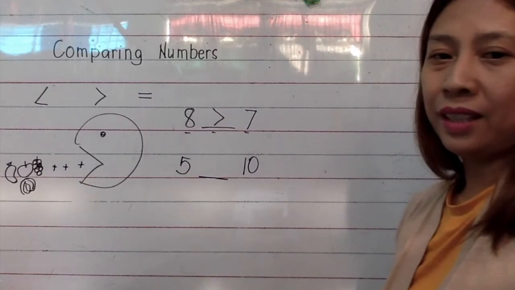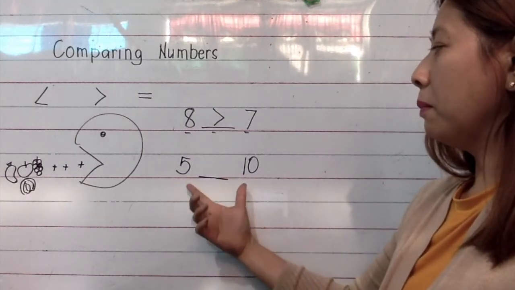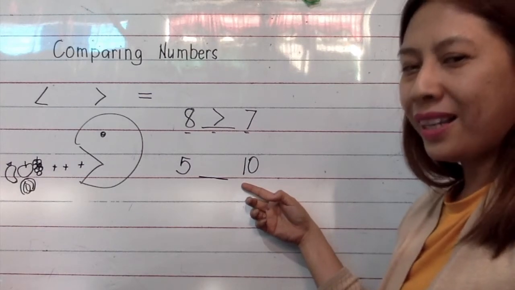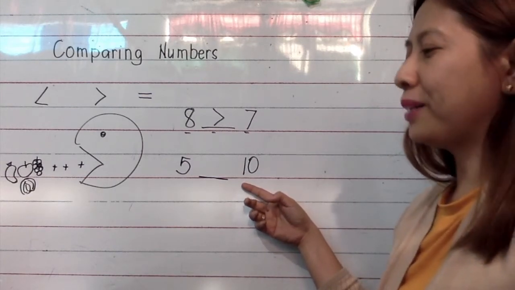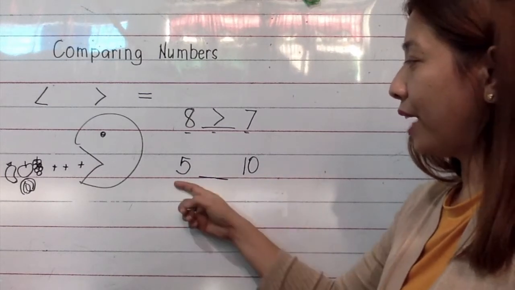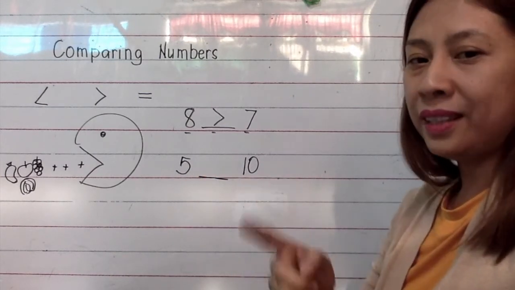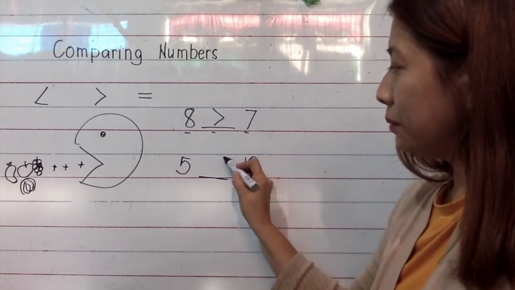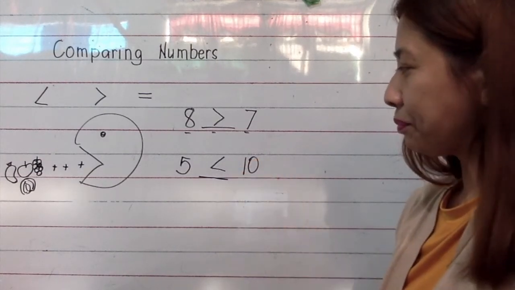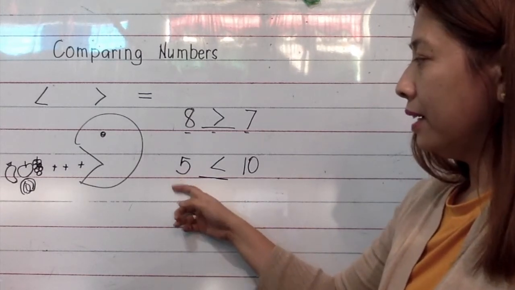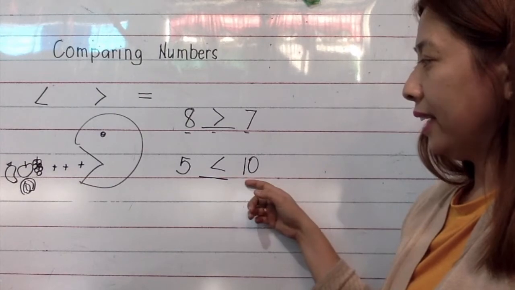What if 5 blank 10? Always remember, Pac-Man opens its mouth to a greater number. So which one is greater? 5 or 10? Yes, you're correct. It's 10. So the symbol will be like this. So we are going to read it as 5 less than 10.